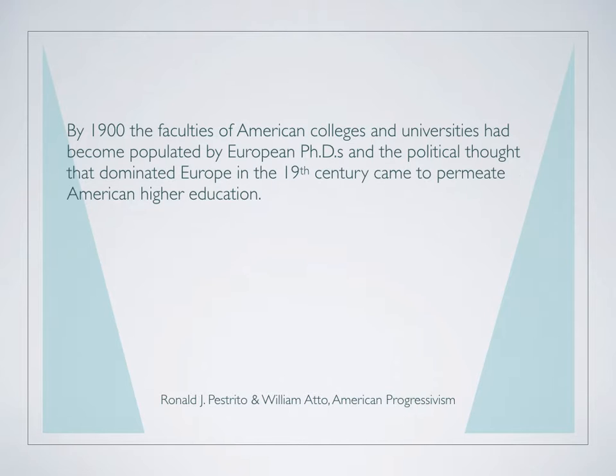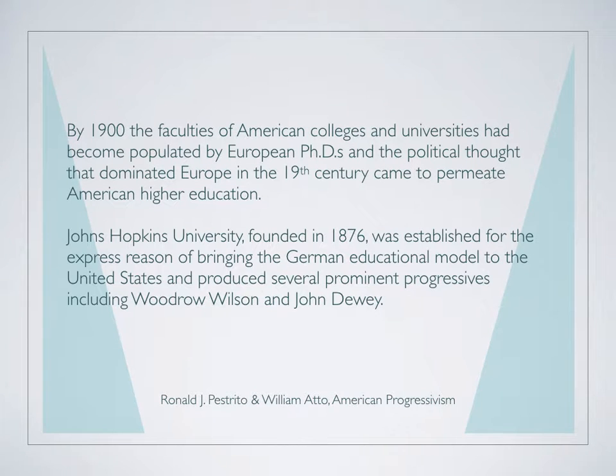By 1900, the faculties of American colleges and universities had become populated by European PhDs, and the political thought that dominated Europe in the 19th century came to permeate American higher education. Johns Hopkins University, founded in 1876 in the United States, was established for the express reason of bringing the German educational model to the United States, and it produced several prominent progressives, including Woodrow Wilson and John Dewey.